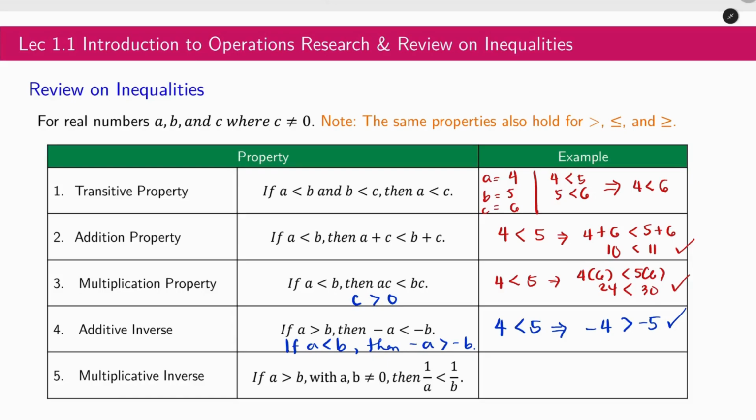For the multiplicative inverse, if A is less than B, same lang din yan dito. Kaya lang, pagdating dito, 1 over A will be greater than 1 over B. Let's try. If 4 is less than 5, then it implies that 1 over 4 is greater than 1 over 5. So, this is correct because 1 over 4 is 0.25 and then 1 over 5 is just 0.2. Always remember these properties of inequalities.